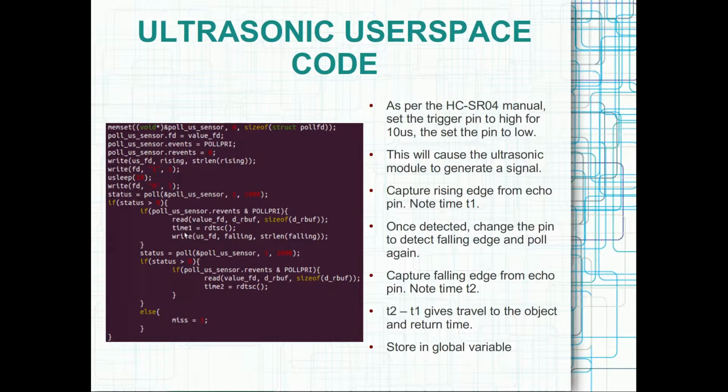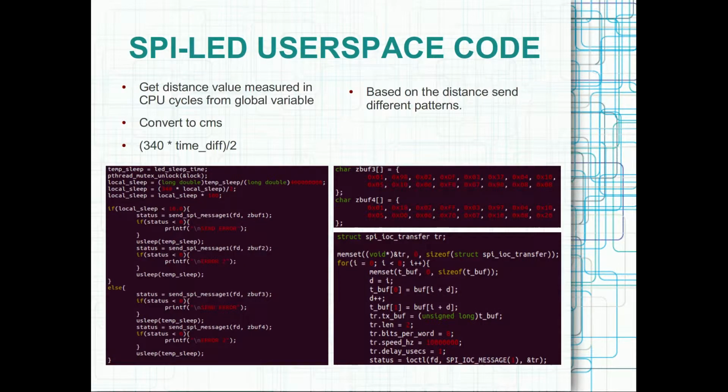Let us read it, and then you're going to set the poll to wait for falling edges, and once you get the falling edge, you're going to do a timestamp counter read again. The time reference was stored in a global variable. The actual transfer of this character array takes place through this function. Here we are using the SPI DEV IOCTL command to send in one message.